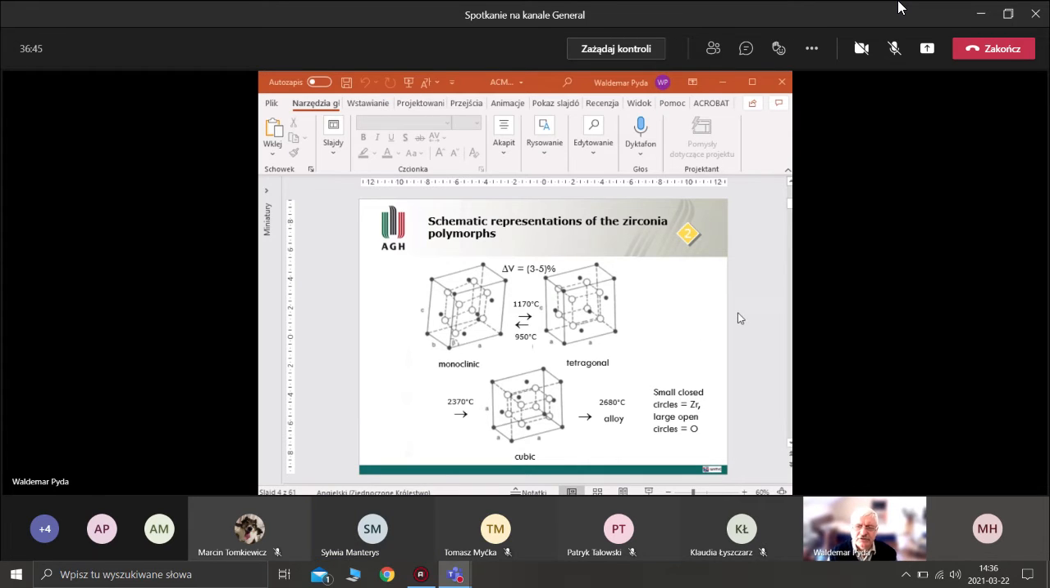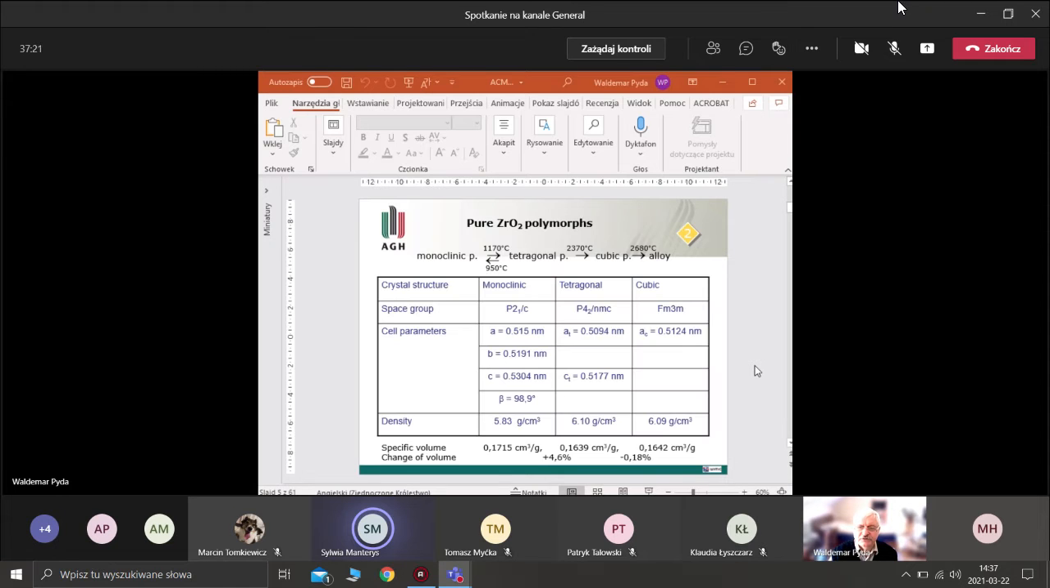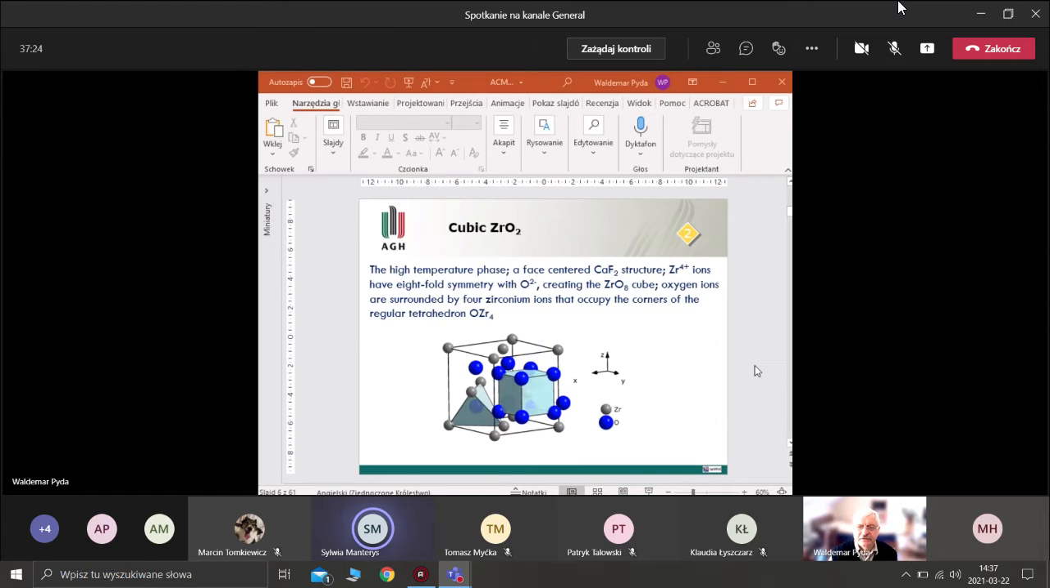Maybe you know what is the zirconium ion coordination in the monoclinic symmetry. In the cubic and the tetragonal one, the coordination is 8-fold. But what about the monoclinic phase? So zirconium is 7-fold, I guess. Yes, 7-fold coordination. Good.